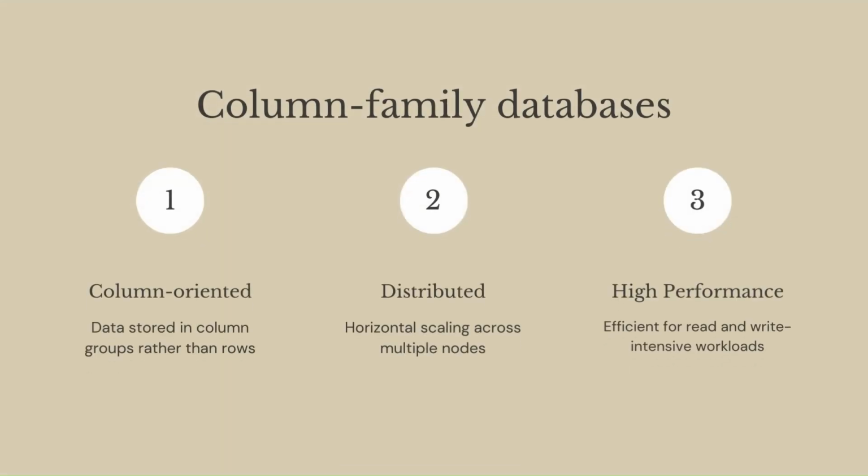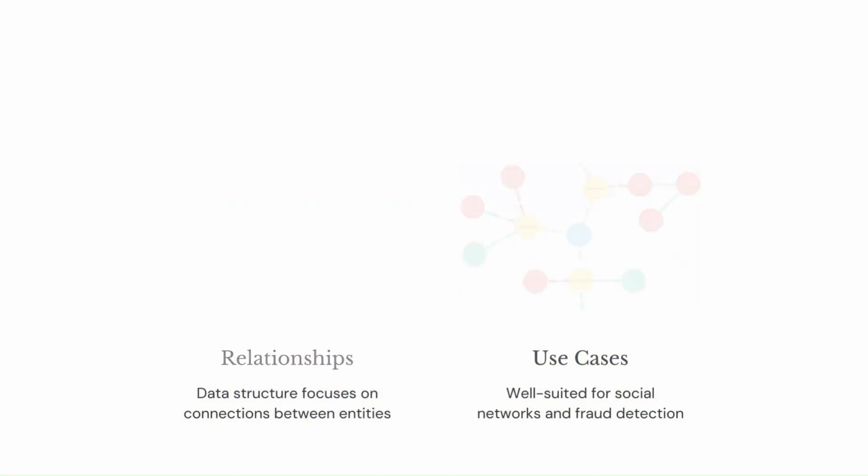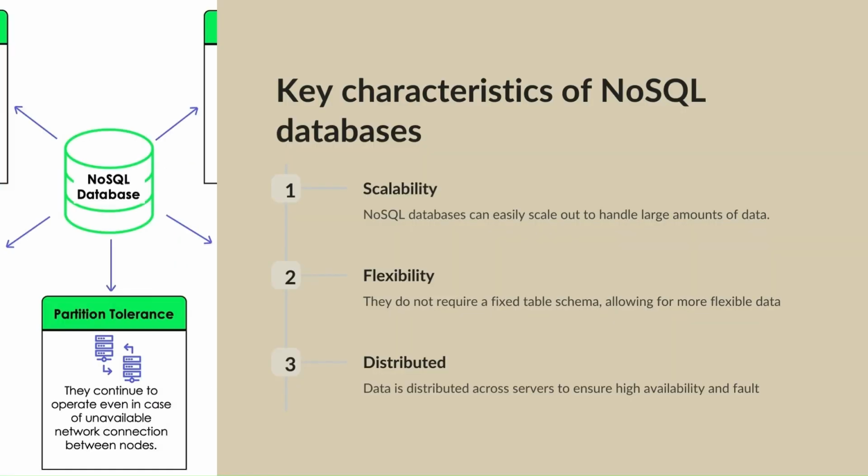Column family databases: column-oriented data stored in column groups rather than rows, distributed horizontal scaling across multiple nodes, high performance, efficient for read and write intensive workloads. Graph databases: relationships, data structure focused on connections between entities. Use cases: well suited for social media networks and fraud detection. Characteristics of NoSQL databases: scalability, flexibility, distribution.